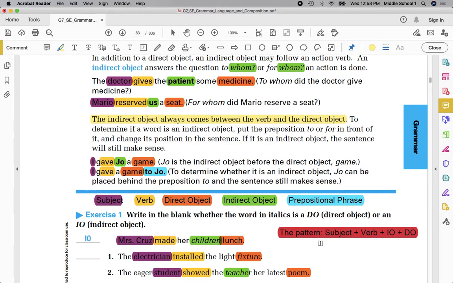Electrician, subject. Installed, verb. Installed what? Fixture. Notice there's no green. There is no indirect object. There doesn't need to be. But if there is, it would come before fixture. That's a direct object.